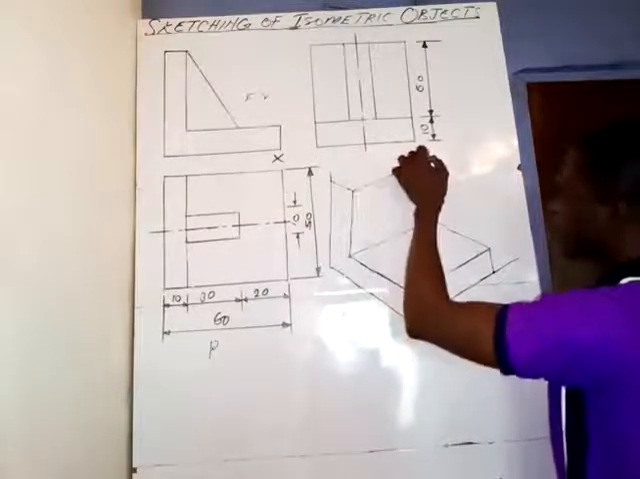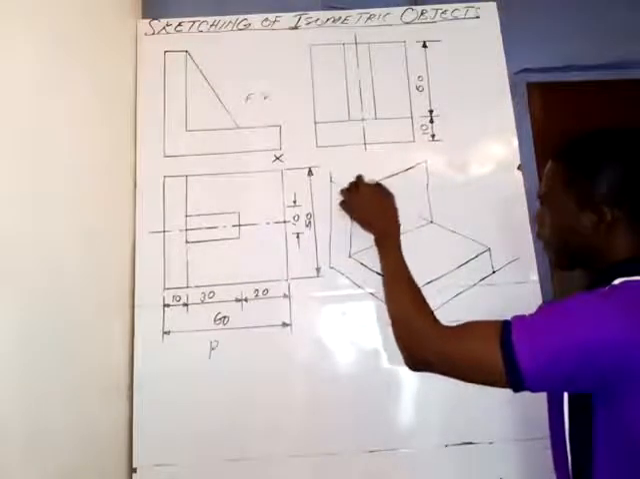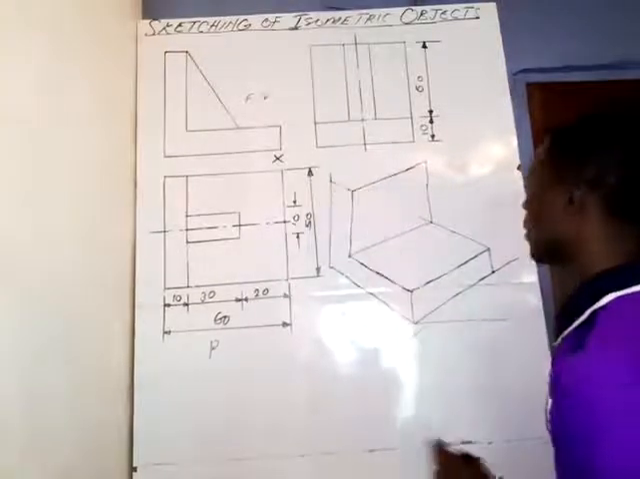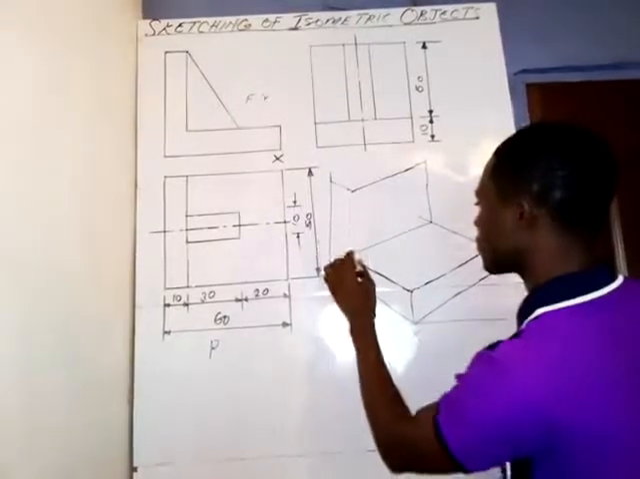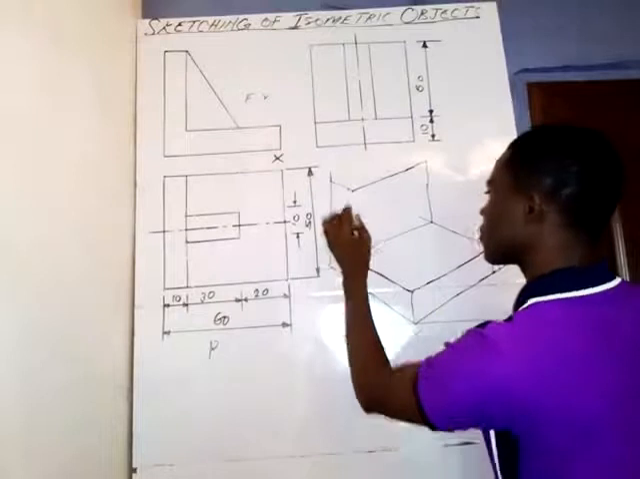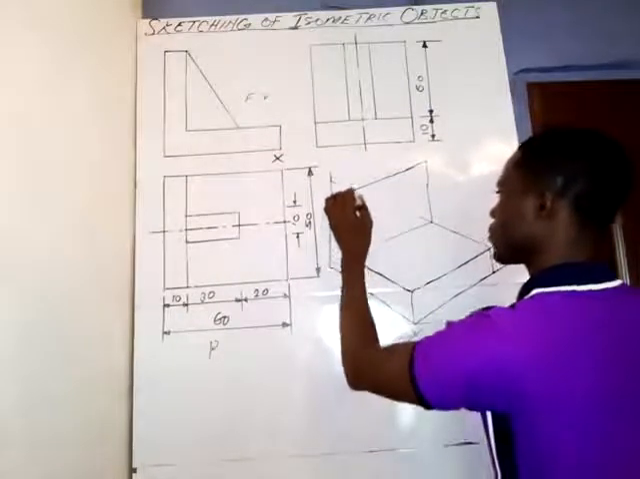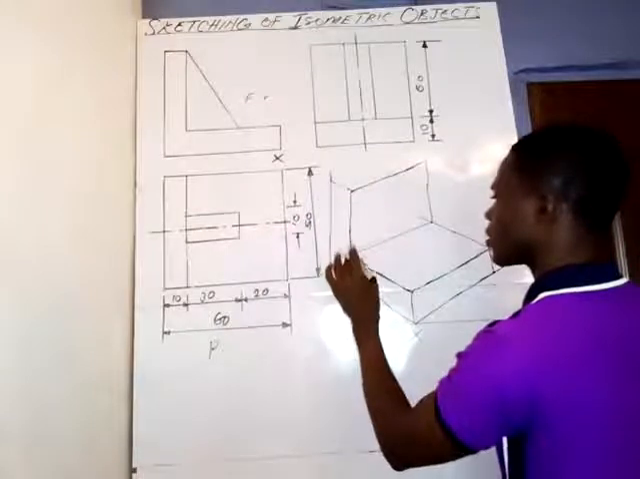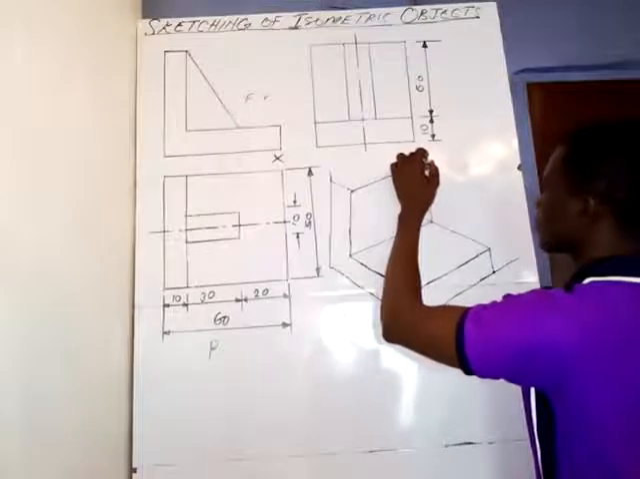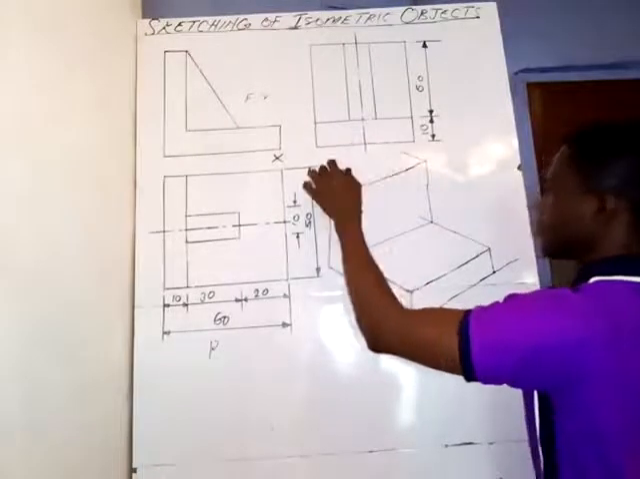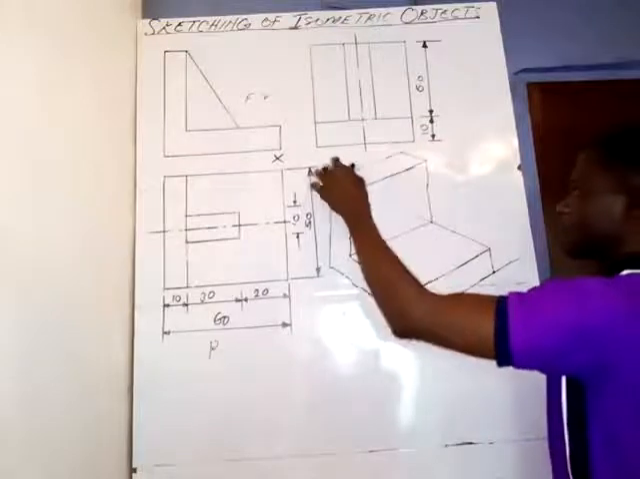You have to be watching what you are doing, so that in the end you won't have something that looks somehow, where this line is not straight. So make sure you are watching it. All right, so then I take this line to this side, and I'll join this with it. All right.